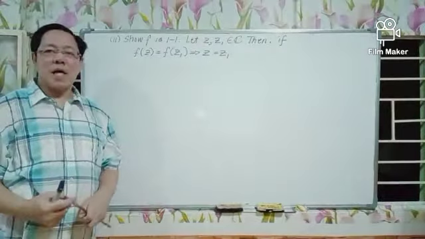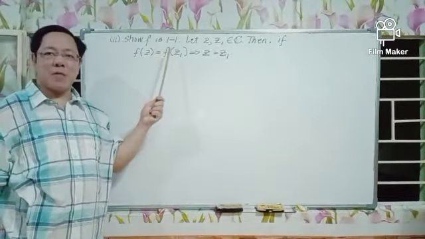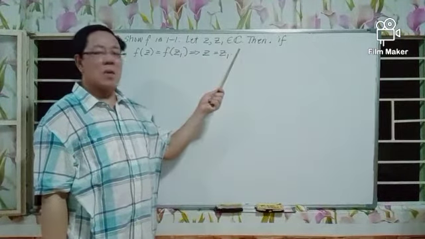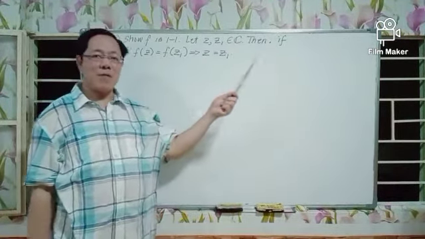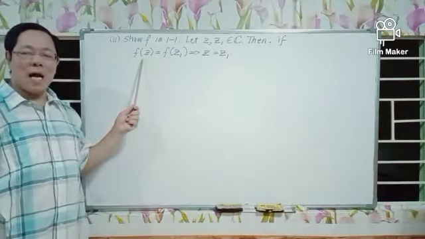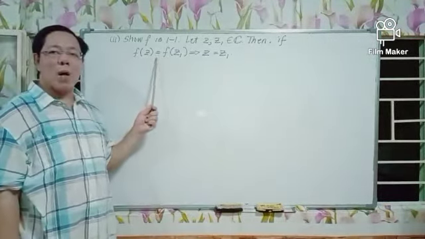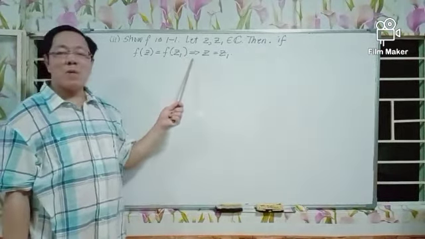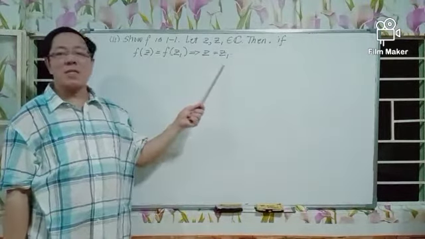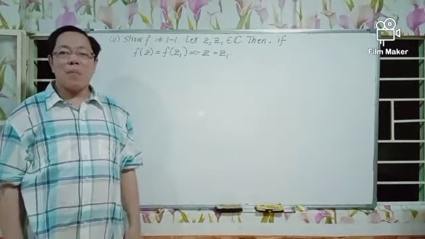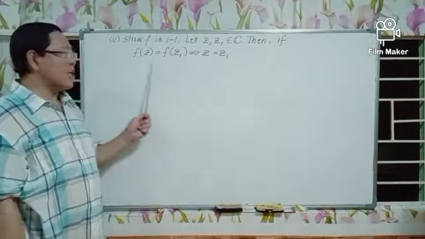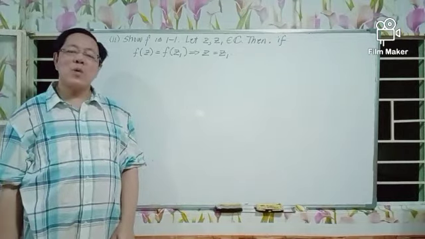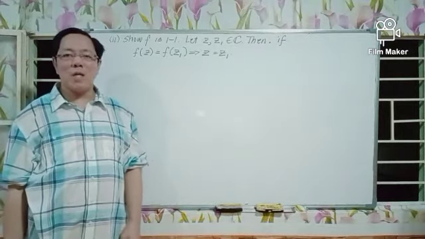We now show that f is 1-1 or injective. We let c and c sub 1 be any two elements of the set of complex numbers C. Then if f of c, the image of c under f, is equal to f of c1, the image of c sub 1 under the function f, then we must show that c is equal to c sub 1. That is, the two complex numbers c and c sub 1 with the same image are the same and equal complex numbers. And then we will conclude that f is 1-1 or injective.